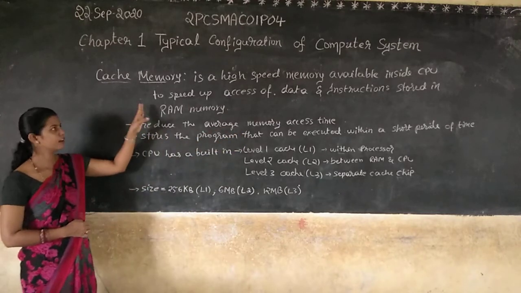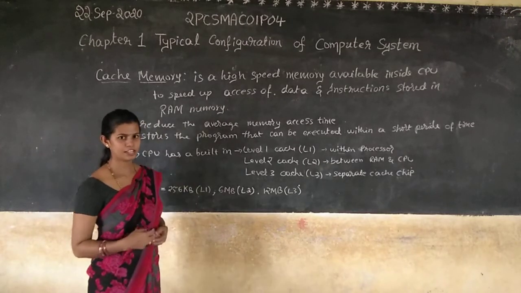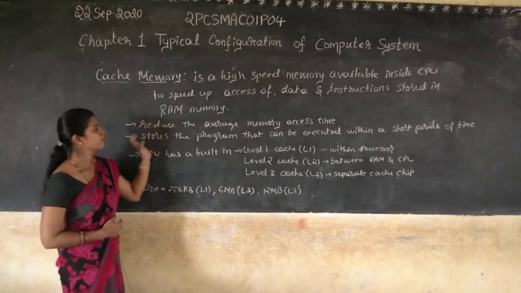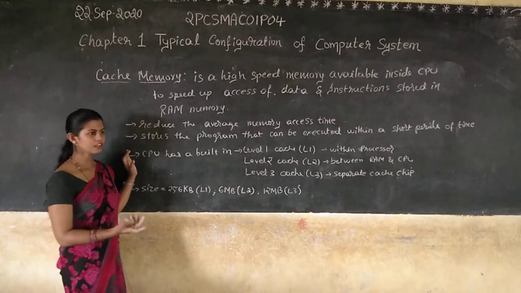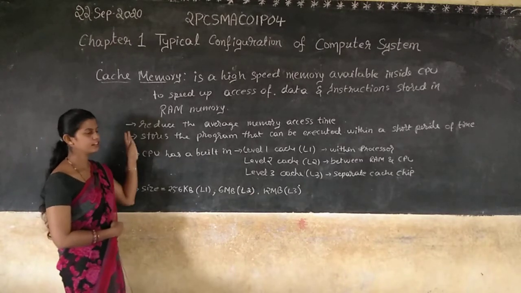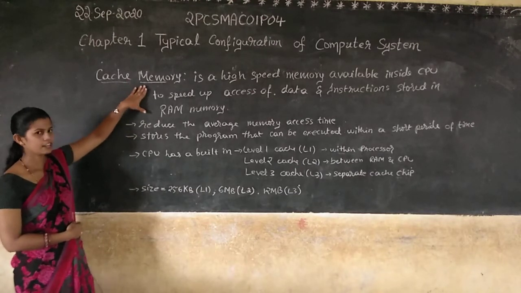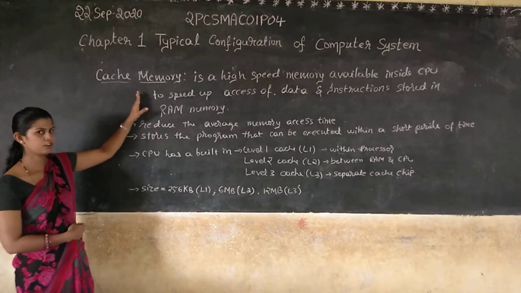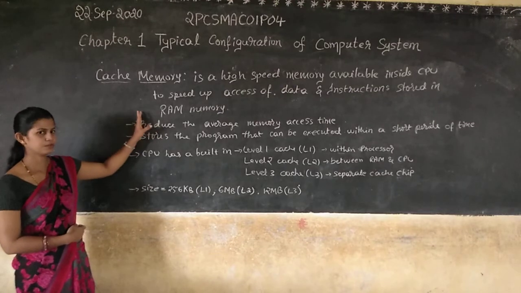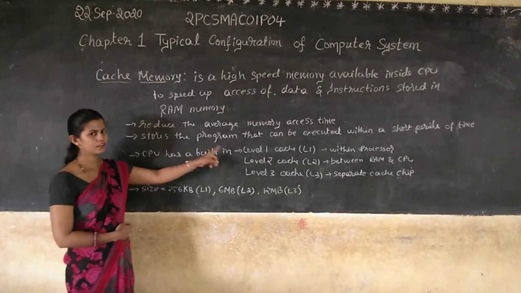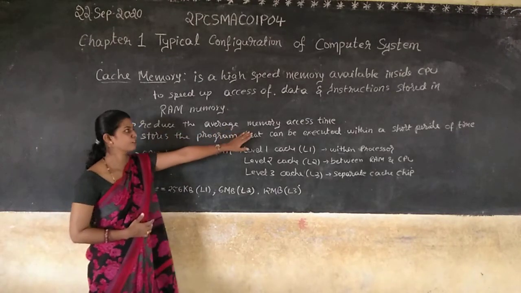In cache memory we can store some of the data and instructions which are regularly used. So whenever the CPU requires or asks for data or instructions, it will first check in cache memory whether the data and instructions are present or not. If they are there, it will directly use the data and instructions from the cache memory, otherwise it will look into RAM. So it will reduce the average memory access time.